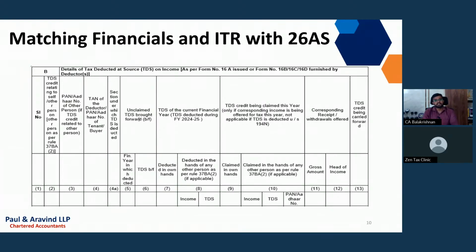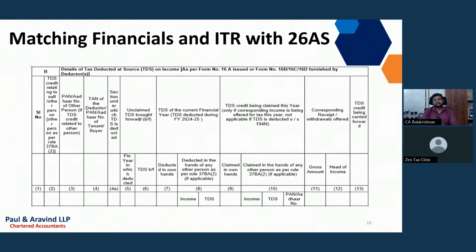Say, for example, in the financial year 24-25, we didn't offer it as income because of some restrictions. As I said in the earlier example, for construction contracts, they need to offer income only on the basis of percentage of completion method. So at that time, they need to report in column number 13. So in the current year, we are not going to adjust that TDS credit with our tax liability. Refund will not be given for that TDS portion.